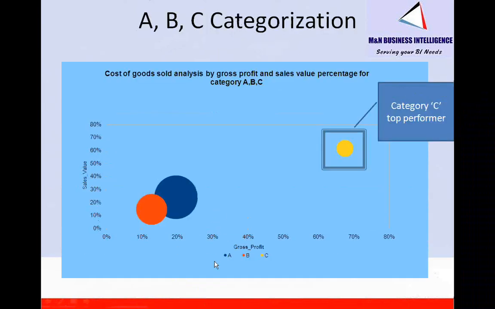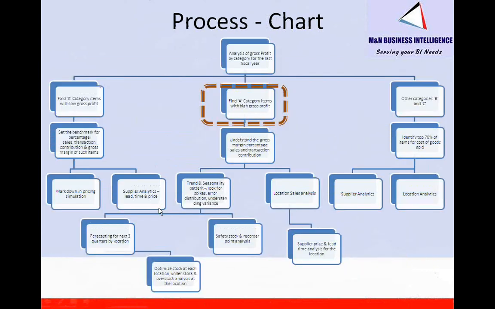So for example, here we have taken A, B, and C. You have looked at the sales value. As the sales value is increasing, the gross profit value should increase. And here we see that C is a top performer. That means it has the maximum sales value percentage, the maximum gross profit percentage, and the cost of goods sold is minimum. But in the case of A and B, you actually see that the cost of goods sold is high and the sales value and the gross profit percentages are lower.